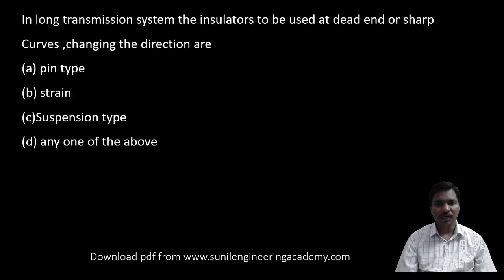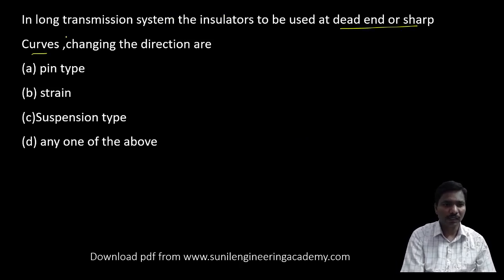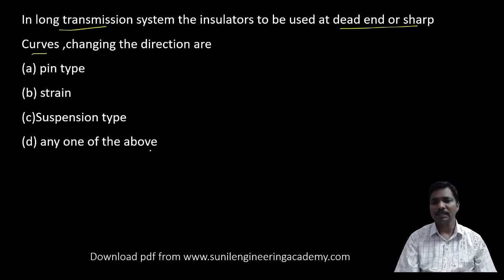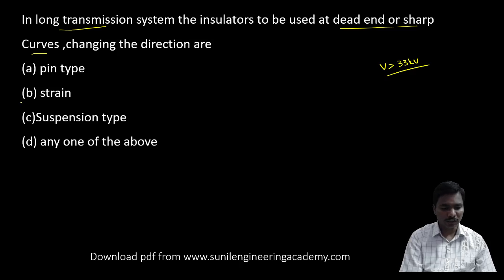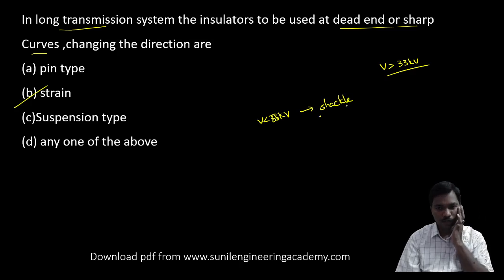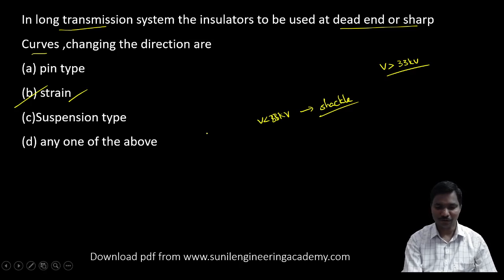The long transmission line insulators used at a dead end are strain type. In the case of long transmission lines, voltages are always greater than 33 kilovolts, very high voltages. So at high voltages, we go with the strain type. If the voltage is less than 33 kilovolts, then we can go with the shackle type. Here, since they have not given any shackle type, you can directly take the answer as strain. Okay, no need of confusion.